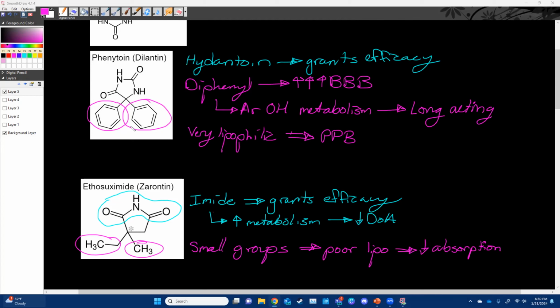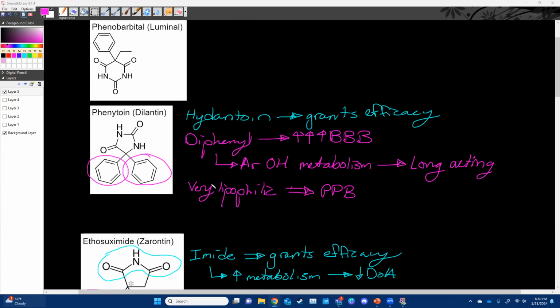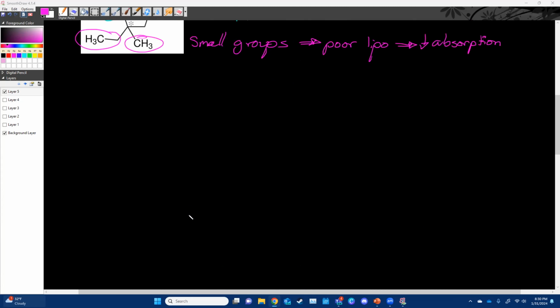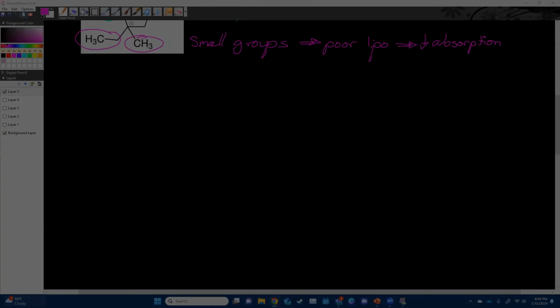Now, who is more protein bound? Phenytoin, right? Because it is way more lipophilic than ethosuximide is. Any questions about that? Does this kind of demystify these drugs a little bit? Hopefully this is helping. All right.